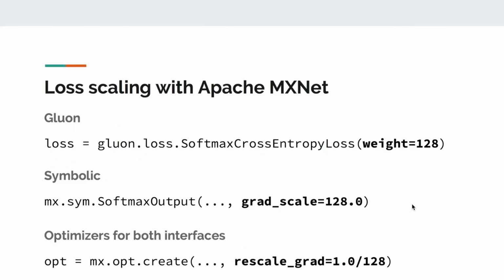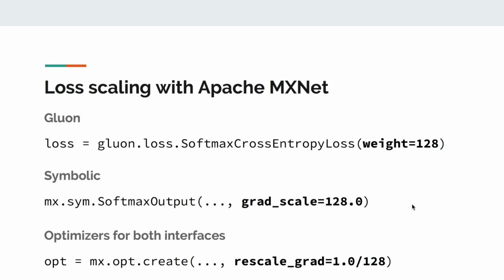So this is what the API for loss scaling would look like. With Gluon, you pass in a weight for the loss function. For symbolic, we pass in a grad scale parameter to the softmax layer. For both APIs, the optimizer is then passed a rescale grad parameter so that it divides the gradients by the same factor before updating the weights.